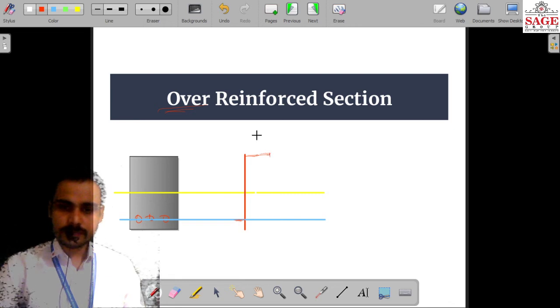So at that particular time, the strain is 0.0035, which is the ultimate strain for the concrete. And after that, the concrete will collapse without any warning.